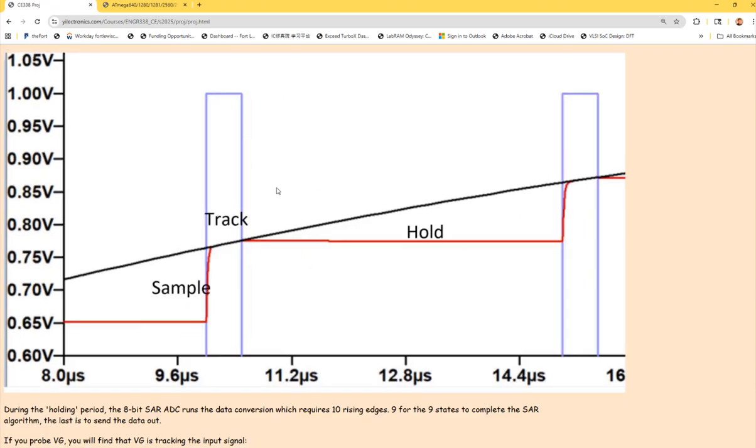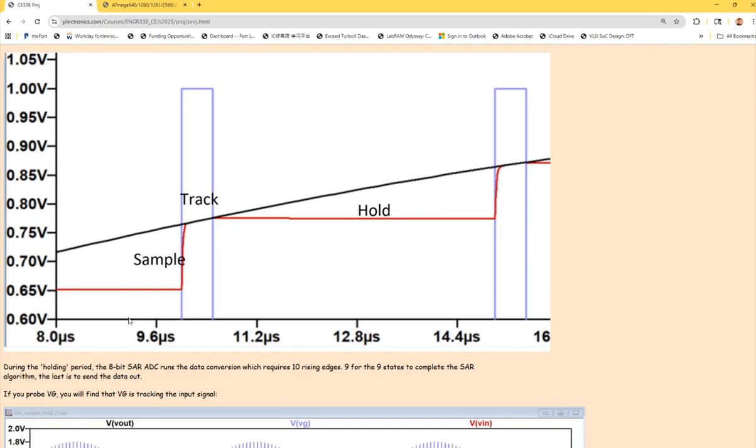But the sample hold is not changing. You see, when the pulse comes, it samples, right? When this one has a falling edge, it holds. So the conversion should happen after this point, not over here, not during the pulse, right? But after the pulse.